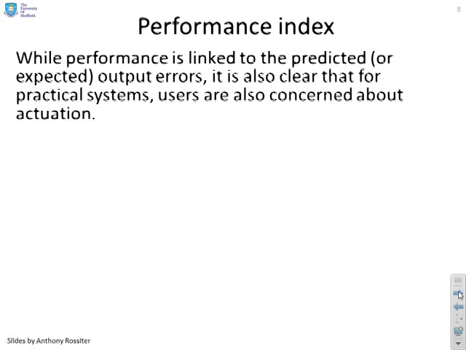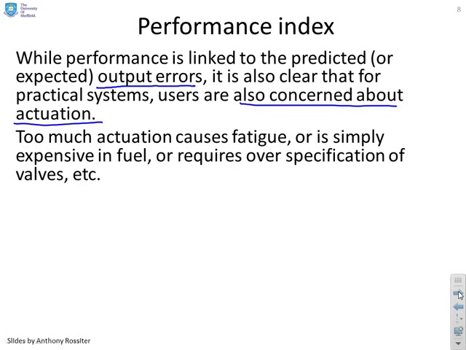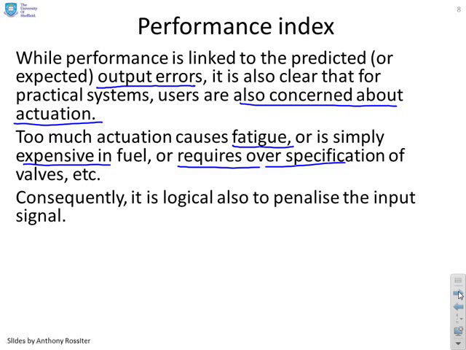So, a performance index linked to the predicted output errors might make sense, but we can't do it on its own because we're also concerned about actuation. Too much actuation causes fatigue, is expensive in fuel, requires over-specification of valves, etc., etc. And so it's logical to also penalise the input signal.